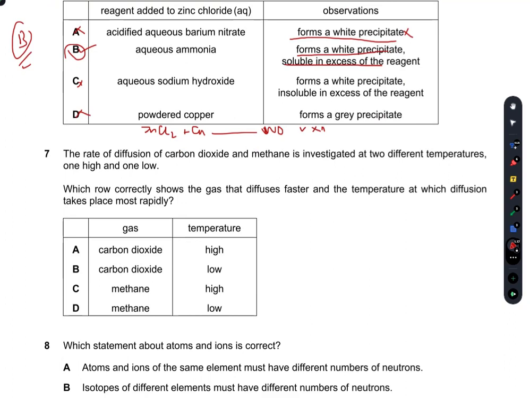The rate of diffusion of CO2 and methane is investigated at two different temperatures, one high and one low. Which row correctly shows the gas that diffuses faster and the temperature at which diffusion takes place most rapidly? Greater the temperature, greater the rate of diffusion, we know this, and lower the Mr, greater the diffusion. So methane has an Mr of 16, whereas CO2 has 44. Yes, so I would go with C. Methane has lower Mr and higher temperature in this case. So C would be the correct option.